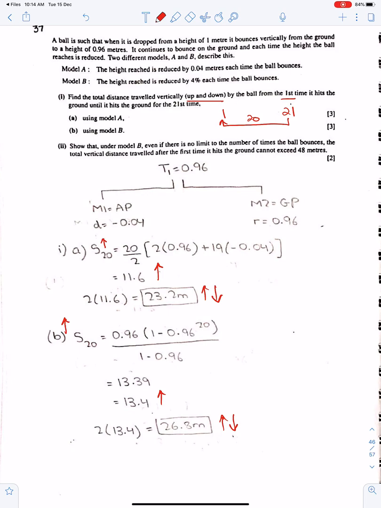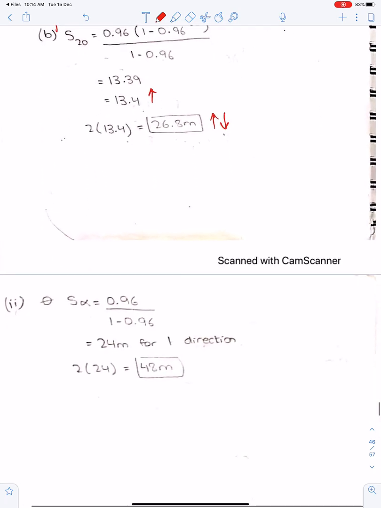Part 2, show that under model B there is no limit. No limit means sum to infinity, S infinite. To show that however many times the ball bounces, the total vertical distance traveled after the first time it hits the ground cannot exceed 48 meters. This is so simple. We have A, we have R, we can easily get this part. So S infinite, A is 0.96 and R is also 0.96.